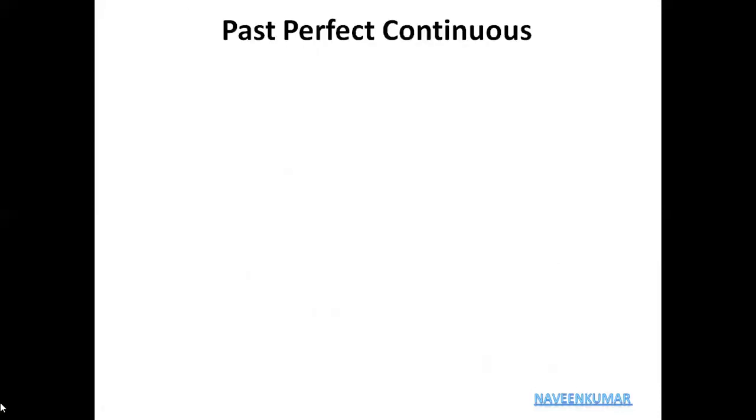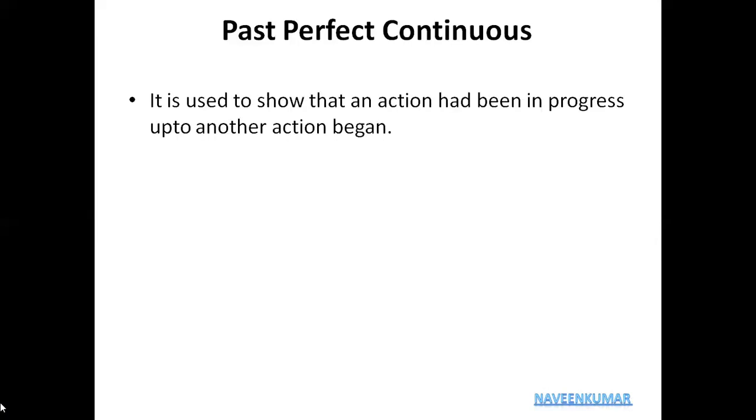That is past perfect continuous tense. There is a slight difference between past perfect and past perfect continuous tense. When we use past perfect continuous tense, it's used to show that an action had been in progress up to when another action began. Here also there are two actions, but the action had been in progress. It had not completed here. It had been in progress when action 2 started. But in past perfect, that action had completed. That is the only difference.